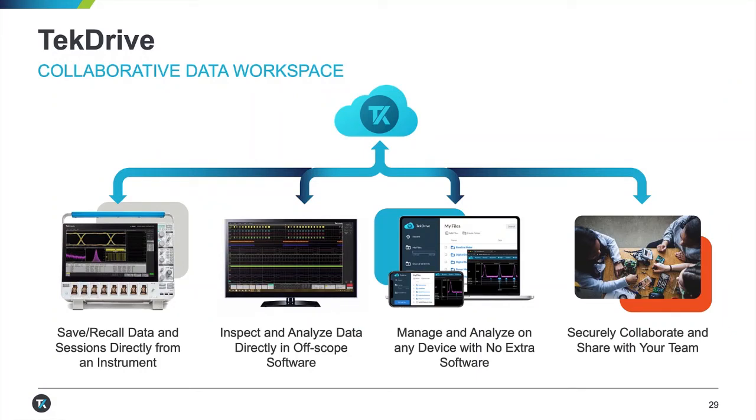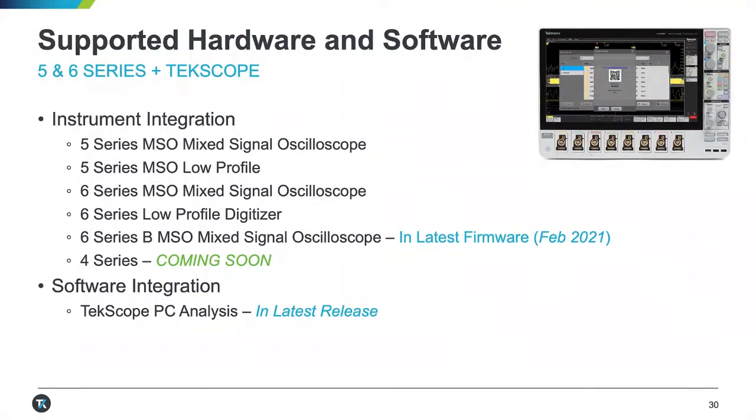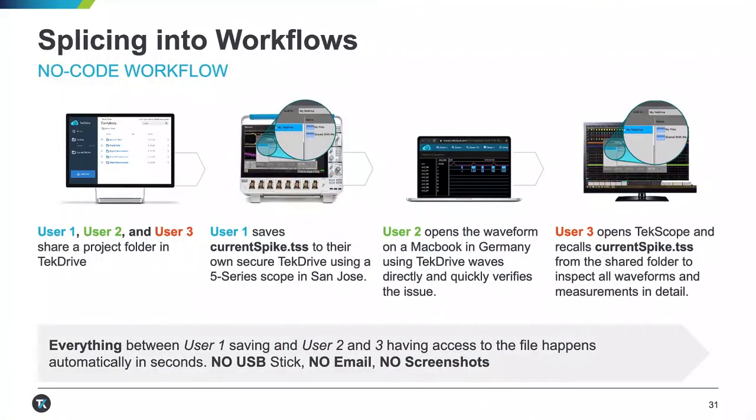So what we've introduced is a system called TechDrive. TechDrive is a cloud-based file system that is connected directly to scopes, TechScope, which is the offline scope software, as well as a browser interface where you can check out your own files. It's supported now on the 5 and 6 series, as well as 4 series coming soon. That should be out in early Q2. It also is integrated into TechScope, like I said. So TechDrive is basically a Dropbox or Google Drive-like experience, but specifically meant for test and measurement applications.